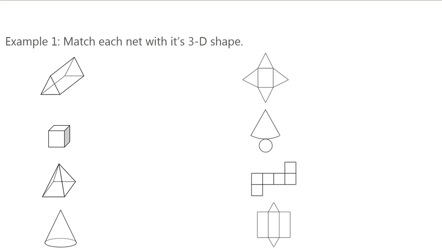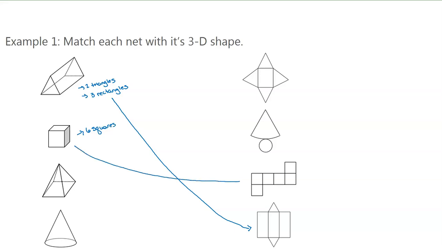So now let's match some nets with the 3D shape. So first example, we have a triangular prism. So we're looking for a net that has 2 triangles and 3 rectangles. So looking at the nets on the right, I see that that matches with this one down here. And the second one is a cube. So we're looking for an object that has 6 squares. So that matches with this figure right here.